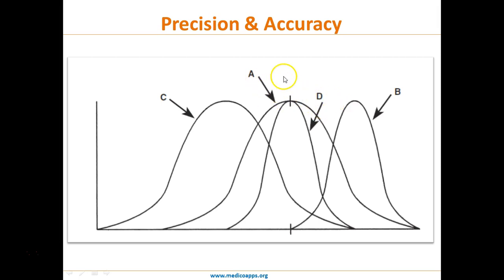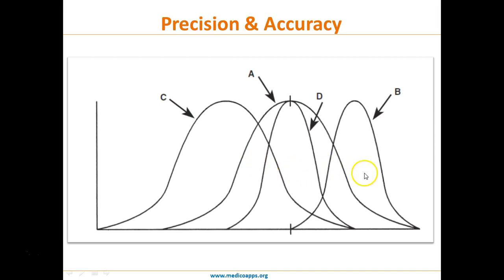If you see A, it is accurate because it's towards the center. It's accurate, but it is imprecise. The width is a little larger than D. So it is accurate because the mean is very similar to the actual mean, but it is imprecise.